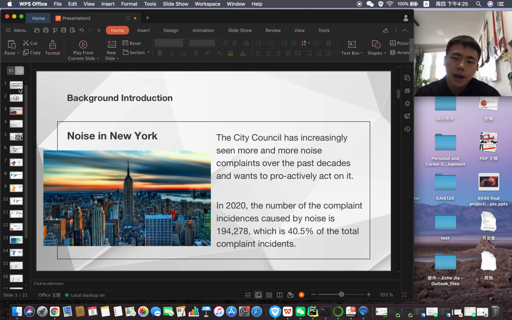The city council has increasingly seen more and more noise complaints over the past decades and wants to proactively act on it. In 2020, the number of complaint incidents caused by noise was 194,278, which is 40.5% of the total complaint incidents. And that's a huge number.